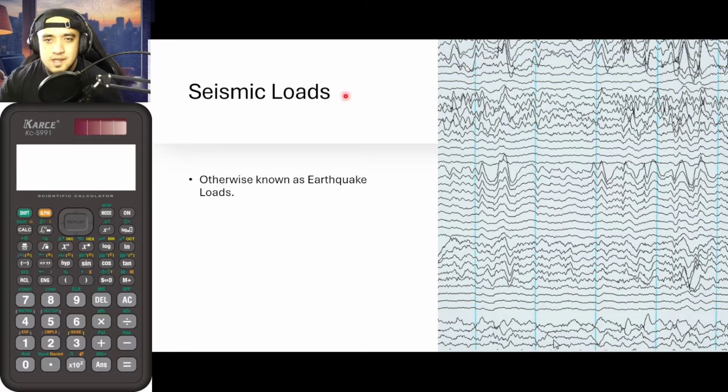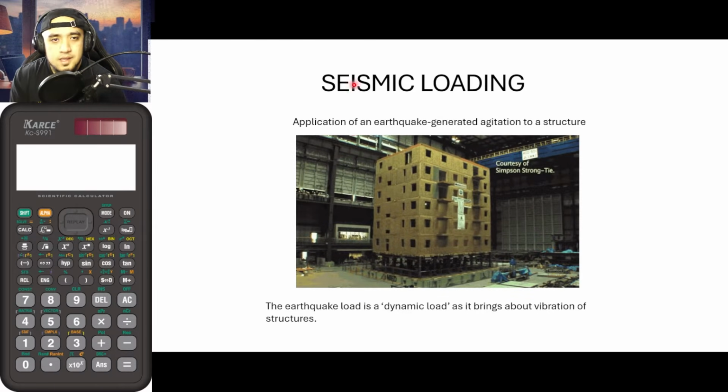Okay? So when we say seismic loading, it is basically the application of an earthquake-generated agitation to a structure. When we say agitation, basically nag-shake siya. So if we subject our building to shaking, that is already earthquake load or seismic loading. As you can see in this GIF, as the building is shaking, it is moving, and since it is moving, it is subject to different kinds of damage. It may crack, it may twist, and the like.